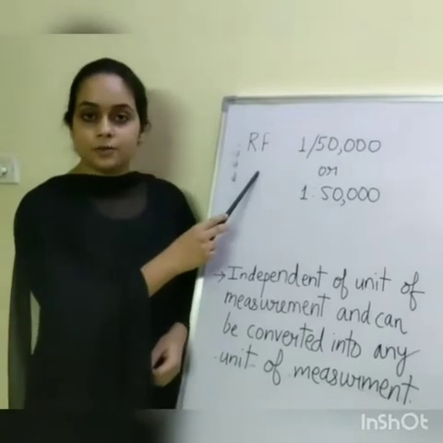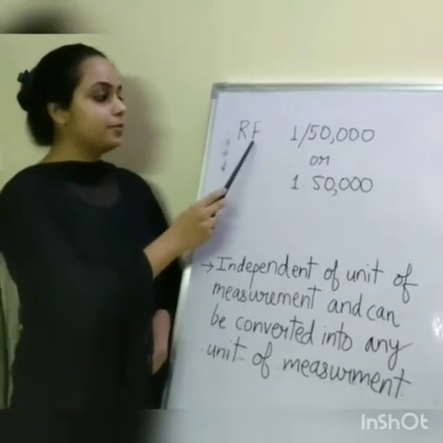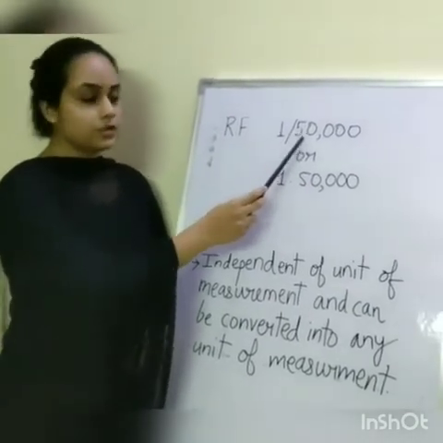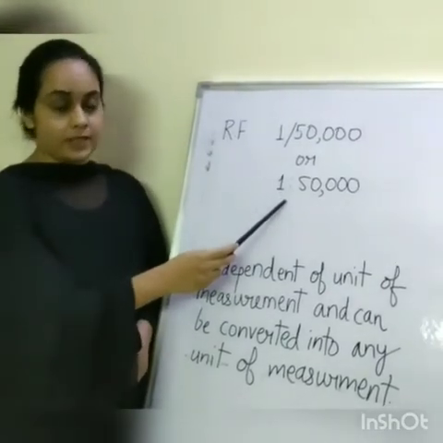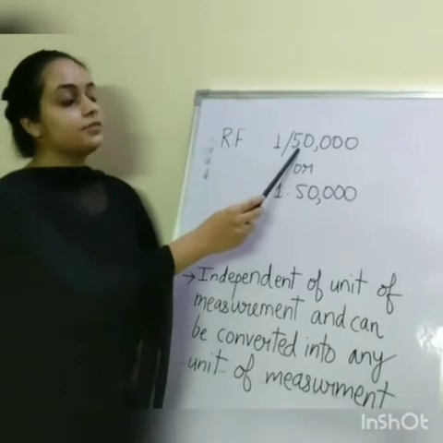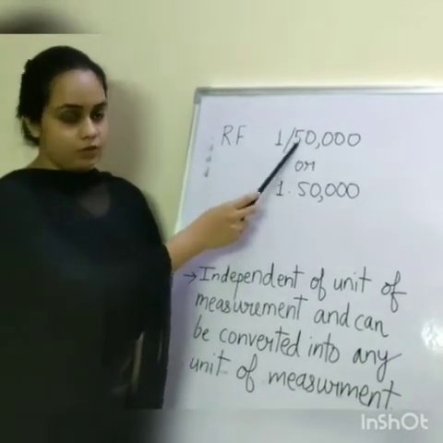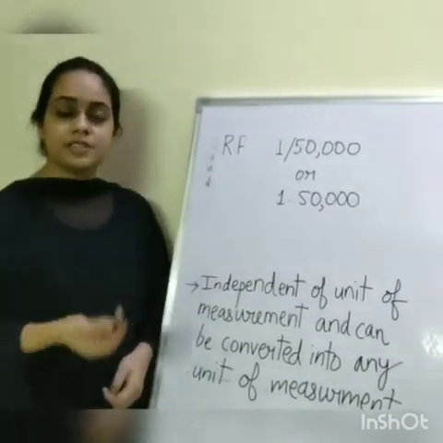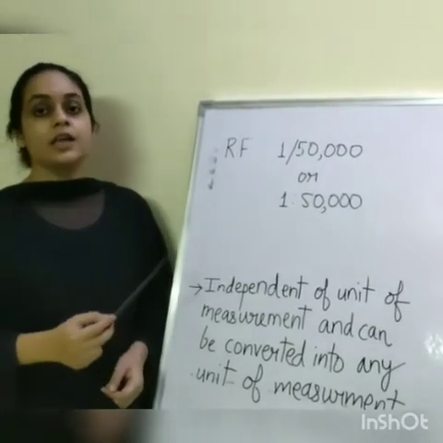Suppose the RF or representative fraction of the map is 1/50,000 or 1:50,000. This means that 1 centimeter on the map is representing 50,000 centimeters on the ground, or 1 inch on the map is representing 50,000 inches on the ground.